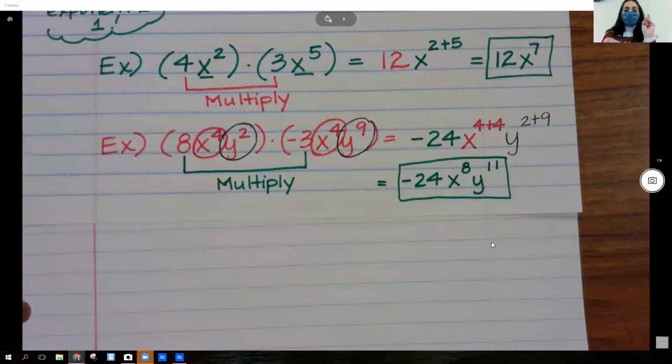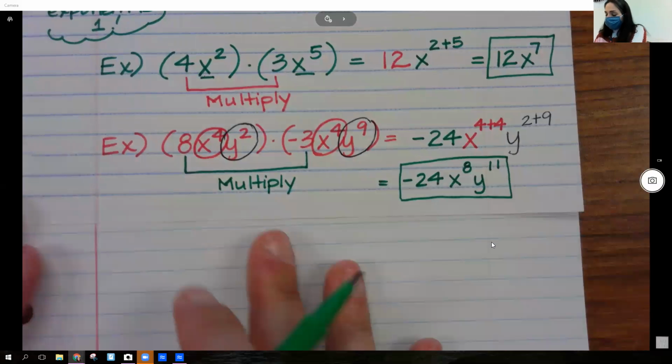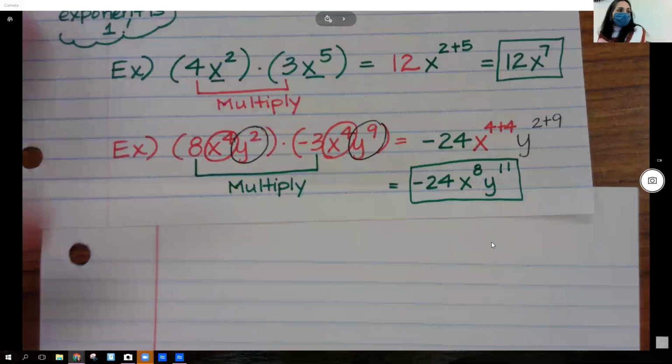Okay, I've got 2 more examples. Let's take a look at the next one. Actually, a fresh start here. 2 more examples. So let's do this one.